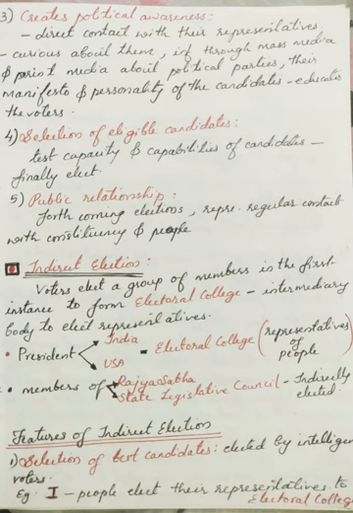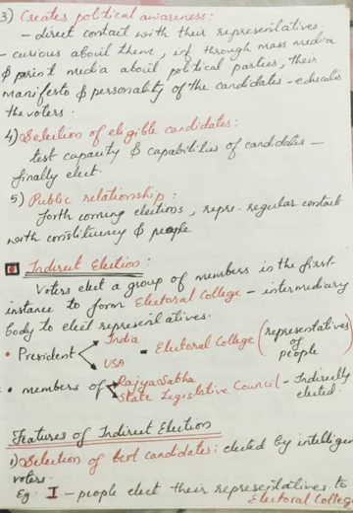So let's know about indirect election. It is another method of election where voters elect a group of members in the first instance to form an electoral college as an intermediary body to elect representatives. For example, the President of India and USA are elected through an electoral college, which consists of the representatives of people. The members of Rajya Sabha and the members of State Legislative Council are indirectly elected by the people.